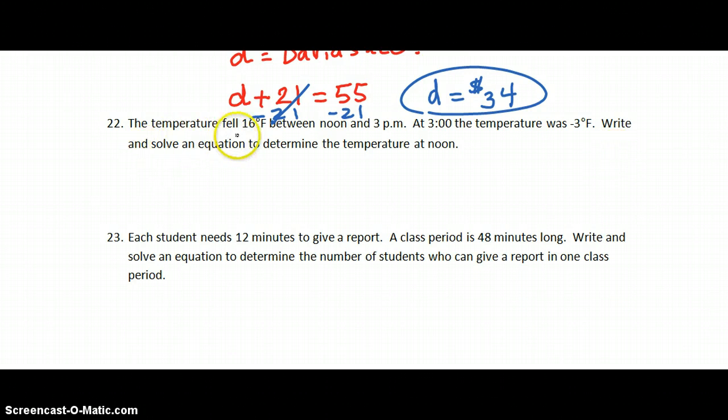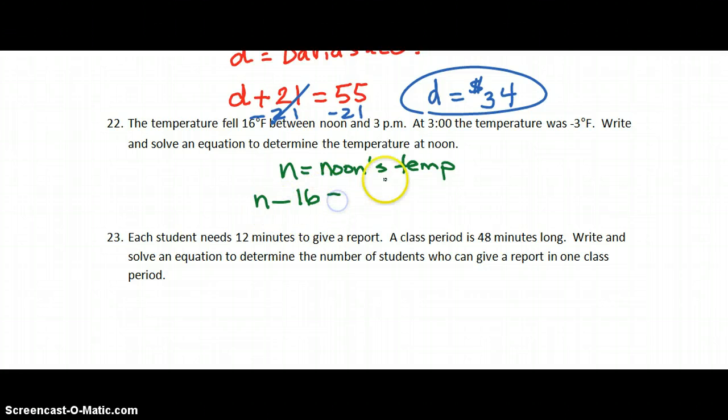Okay, the temperature fell 16 degrees between noon and 3 p.m. At 3, the temperature was -3 degrees. Write and solve an equation to determine the temperature at noon. So at noon, we don't know what the temperature was. So I'm going to let N equal noon's temp. Okay? And it fell 16 degrees. So I don't know what the temperature was at noon, but it went down, so it was -16 degrees. It fell, meaning it went negative. So N -16 equals, and then at 3, it was -3 degrees.